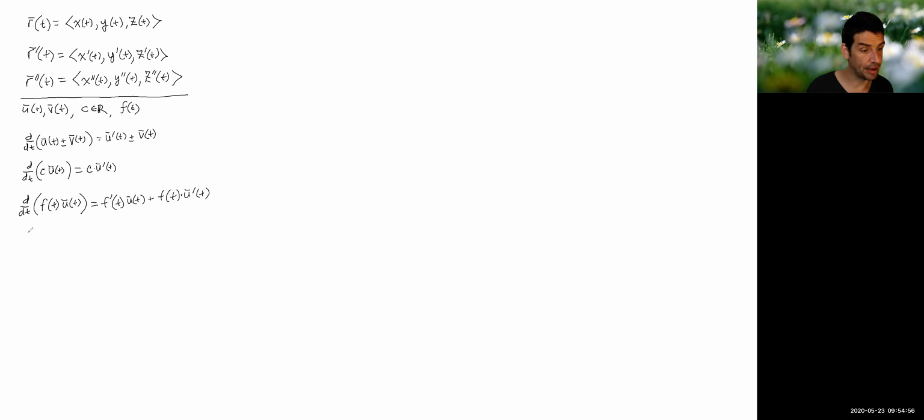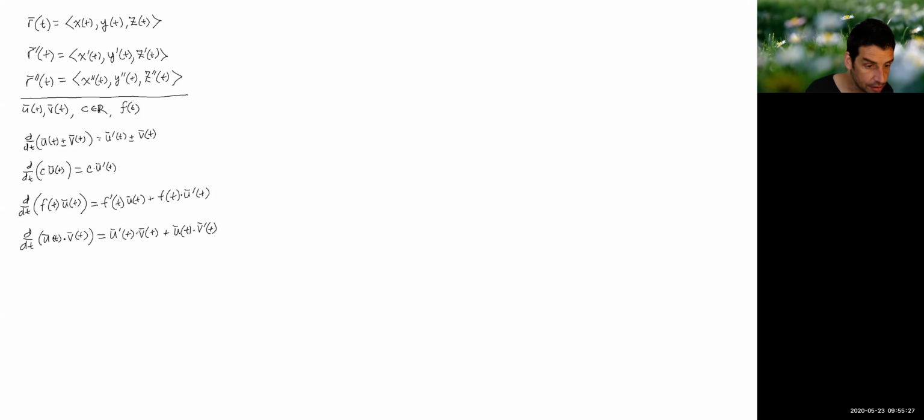Let's see, what else? What about this, though? If I take the product of u of t dotted with v of t, now that's the dot product. And it turns out that we get a nice version of the product rule here. Nothing strange has to happen. Derivative of one times the other one, plus the one that doesn't have a derivative times the derivative of the other one, right?